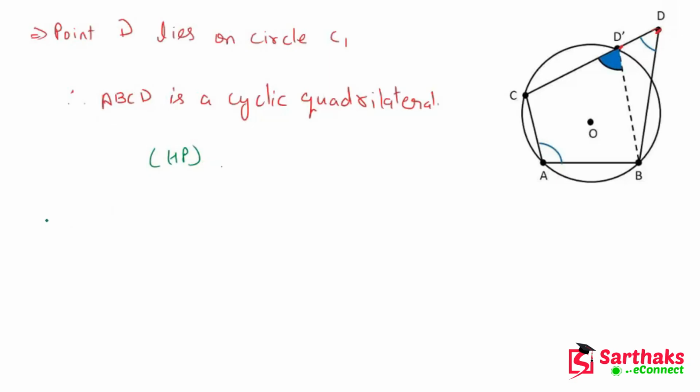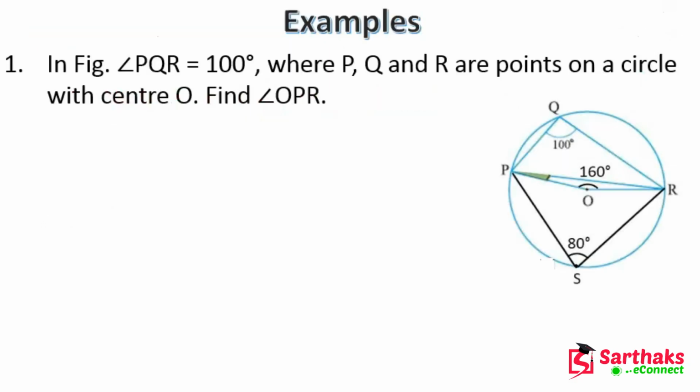Okay, my dear friends, I hope you understand these things. So now let's solve the problems. The question number 1 is, in the figure, angle PQR is 100 degrees, where P, Q and R are points on a circle with center O, and we have to find angle OPR. This is OPR, meaning we have to find this angle.